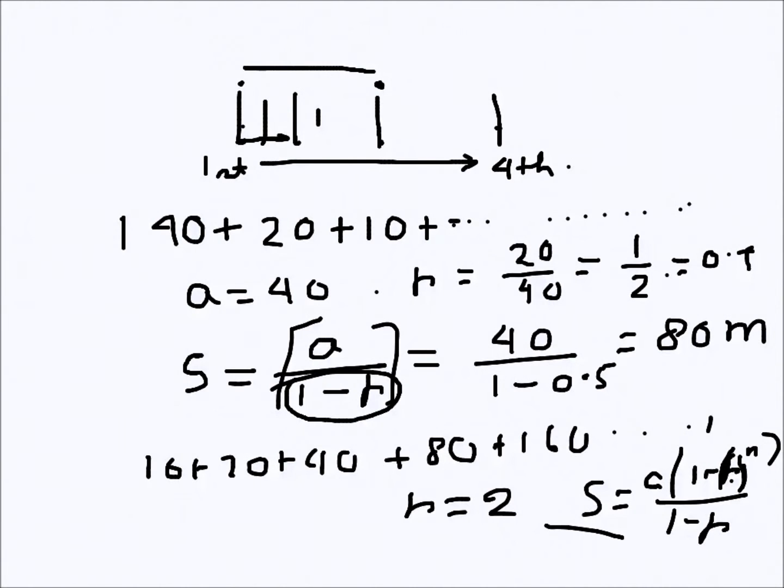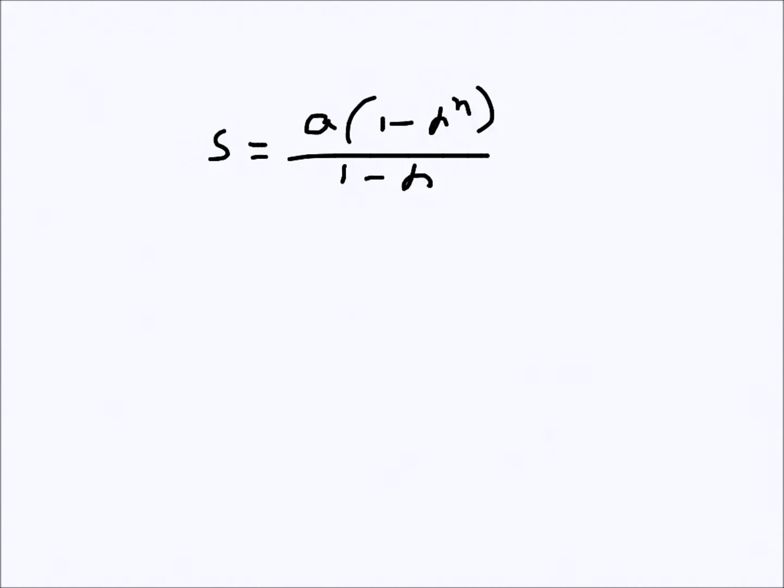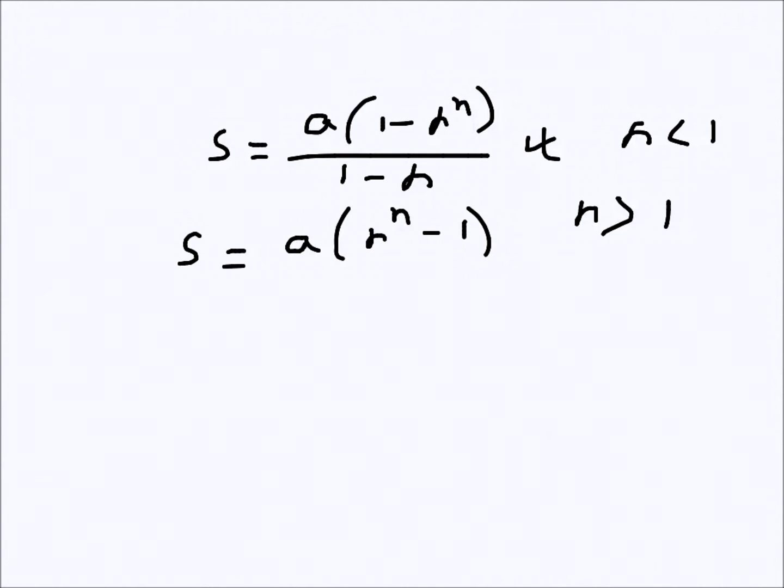One thing I need to tell about this formula, S equals a times 1 minus r to the power n over 1 minus r for a finite series, is that it is valid when r is less than 1. But when r is greater than 1 for a finite series, the formula becomes a times r to the power n minus 1 over r minus 1, because for r greater than 1 the other formula would result in a negative sum. So this is for r greater than 1.